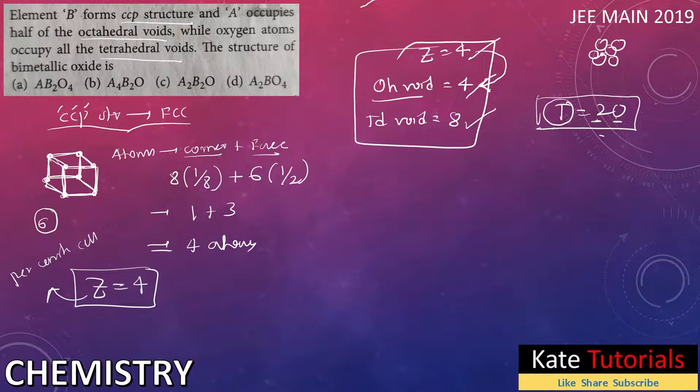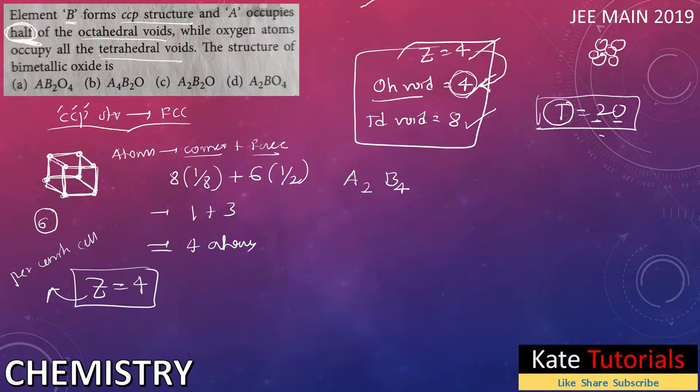Now just come back to the question. See, element B forms CCP structure. B forms CCP structure means how many B atoms will be there? 4 B atoms will be there, because in CCP the number of atoms per unit cell will be 4. And A occupies half of the octahedral voids. How many octahedral voids are there in FCC? 4 octahedral voids. But A is occupying half, means 4 divided by 2, it will be 2. A2, B4.